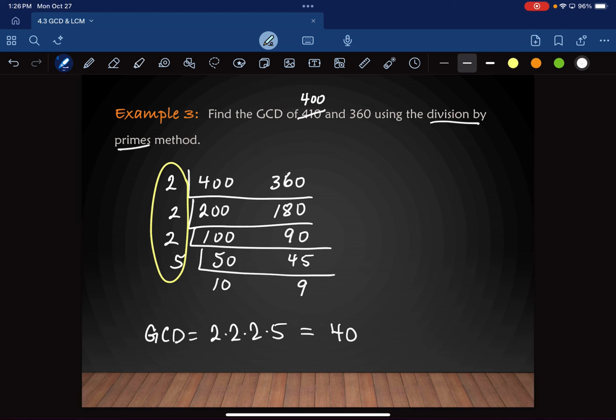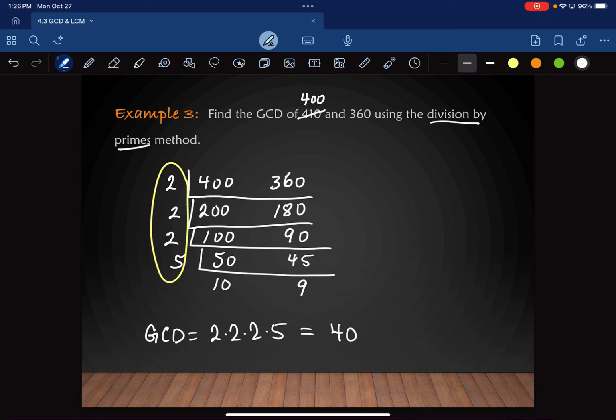So this is method 3. There's one more. Y'all ready for it? We will come back to both the prime factorization list we did before and the division by primes right here when we do least common multiple. You can use all 3 of these methods and also find least common multiple with the same information. So they're very versatile.